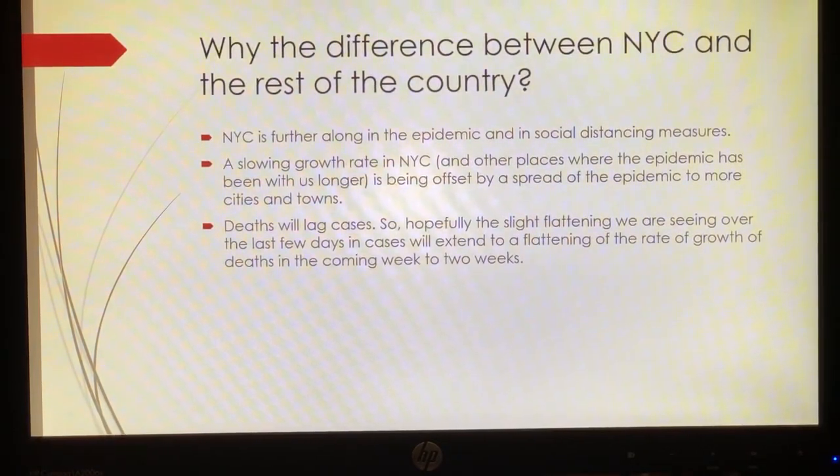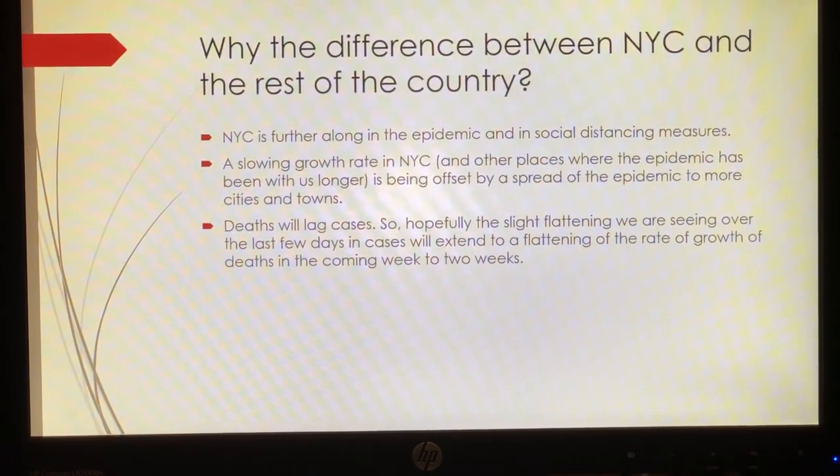So the big reason is simply that New York is further along in the epidemic and in the social distancing measures that they put in place. So we're getting a slower growth rate in New York City, we're getting a slowing of the growth rate in other places that had the epidemic visit them first, but this is being offset because the epidemic is being spread to more and more places across the country.